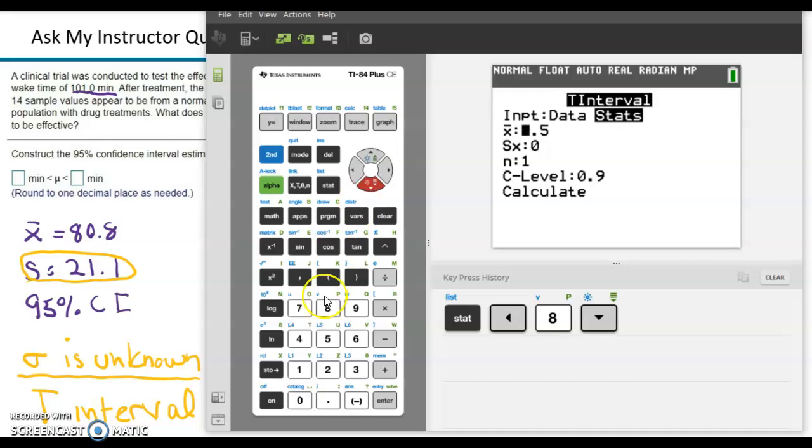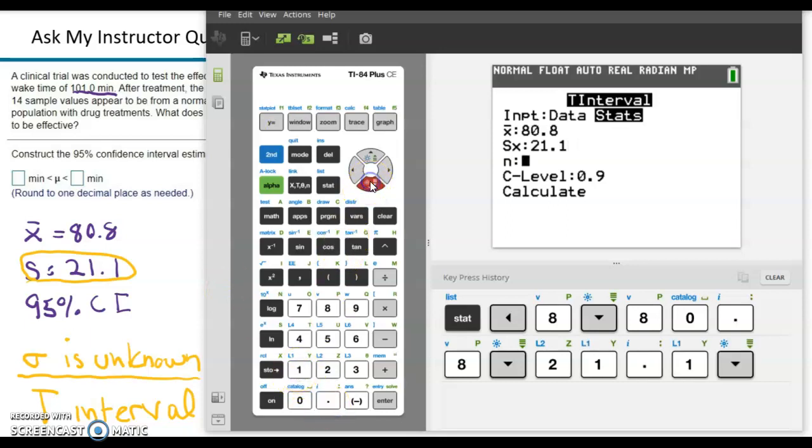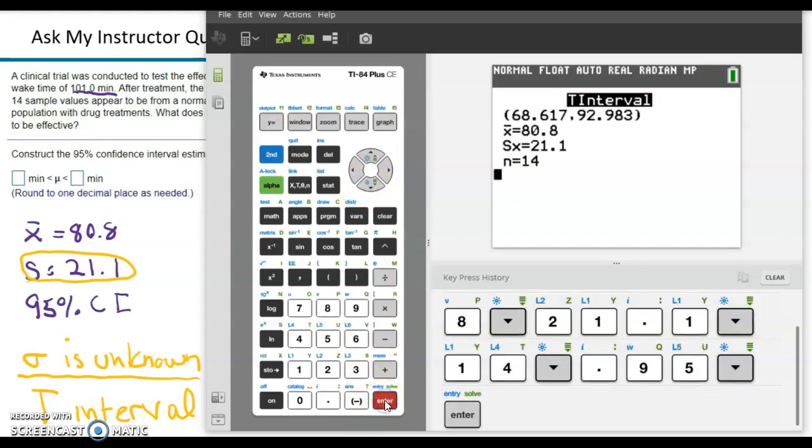So X bar in our problem is 80.8, so type in 80.8 for X bar. The sample standard deviation is 21.1. The number of data items, N, is 14. Our confidence level is 95 because we're trying to do a 95% confidence interval. So we'll put 0.95. Remember, you can only use decimals, not percentages, in calculations. And now go ahead and calculate.